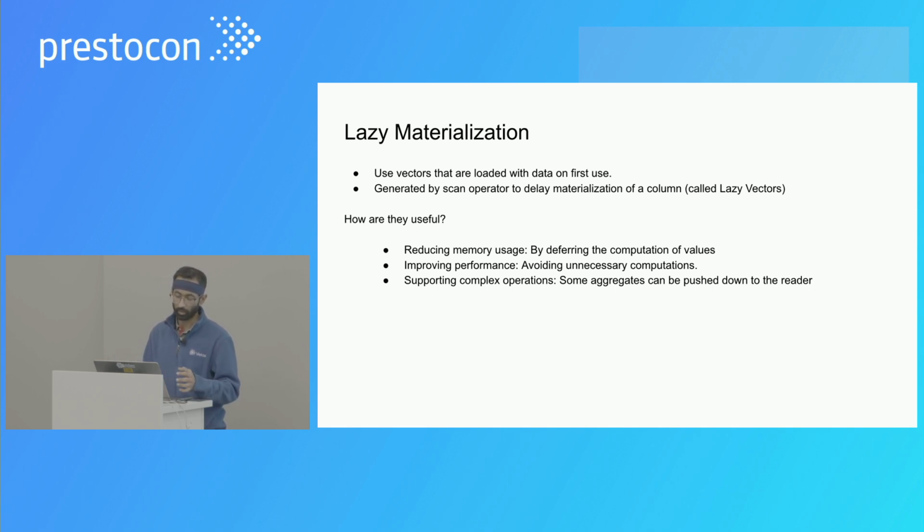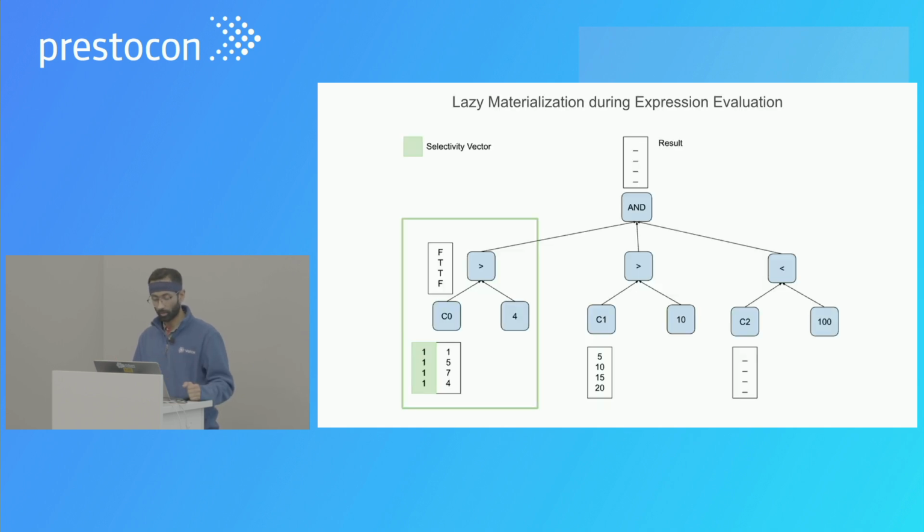By deferring these computations, we can save on memory. And also, when we actually need to use the data, it's possible that we don't need to load all of the rows. This saves you a lot of computation and memory, especially for large complex types. So let's take an example of this at work.